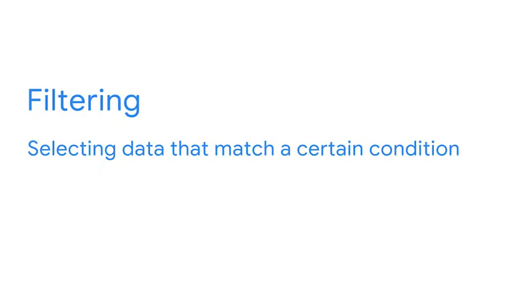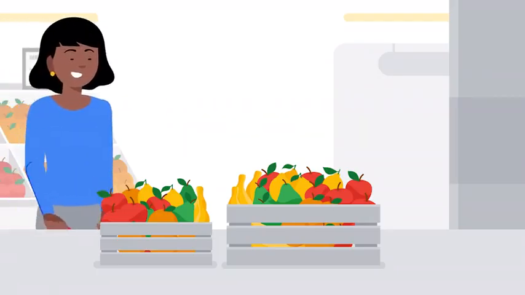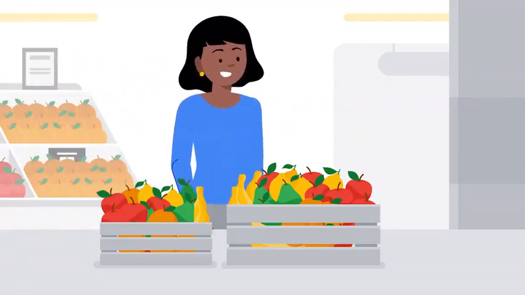One of the most powerful features of SQL is its ability to filter. In this video, we're going to learn how this helps us make better queries and select more specific pieces of data from a database. Filtering is selecting data that match a certain condition. Think of filtering as a way of only choosing the data we want.